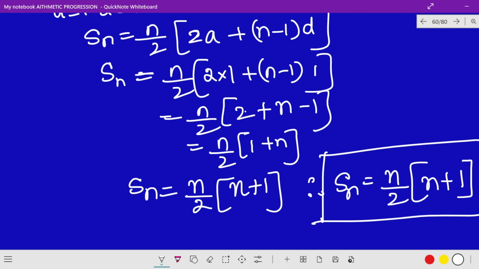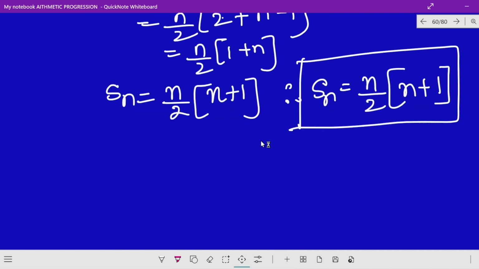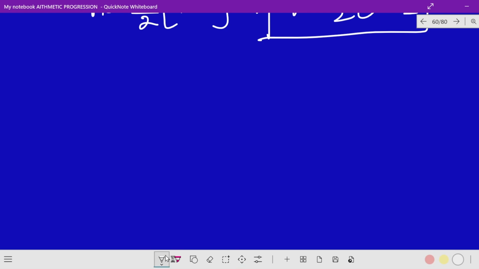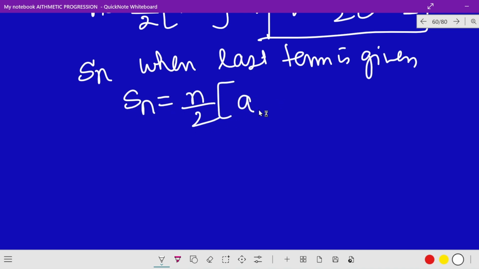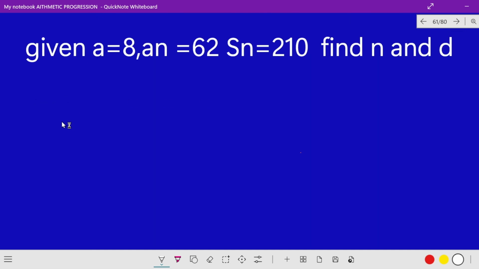One more formula is there when you are finding the sum Sn when the last term is given. Sn is equal to n by 2 into a plus L, where L is the last term. So this is one more formula. The first formula is Sn is equal to n by 2 into 2a plus n minus 1 into d. This is another formula. Okay, next.